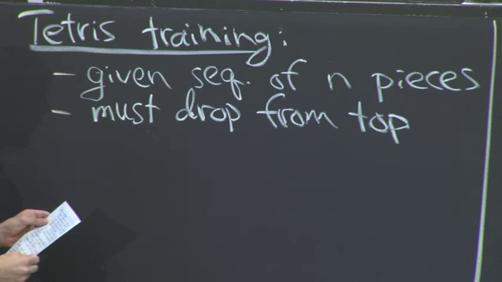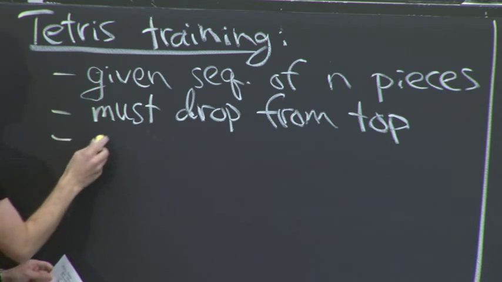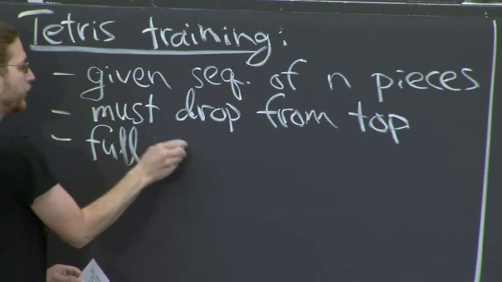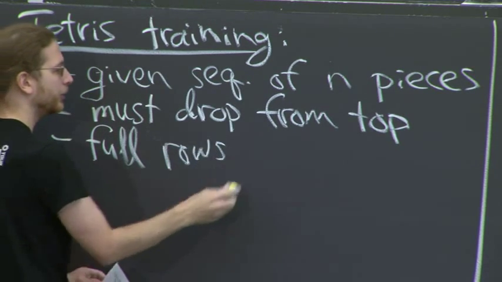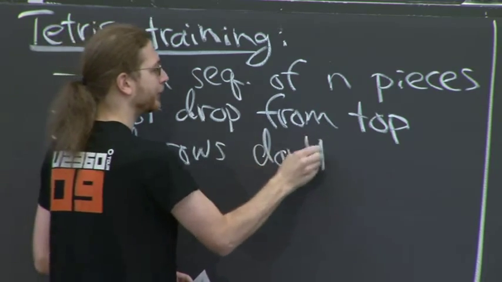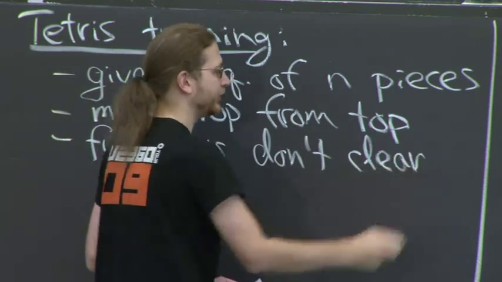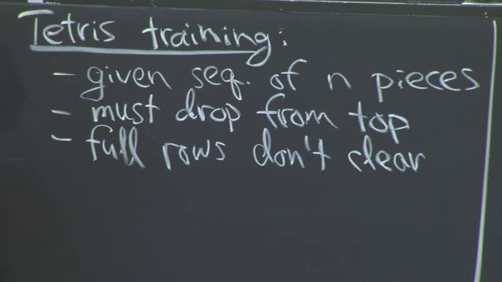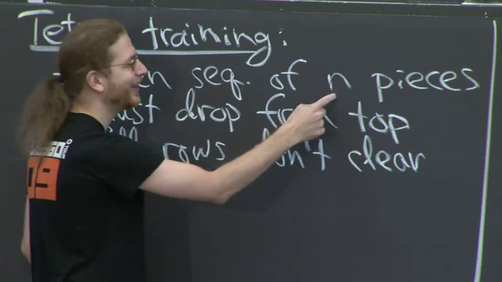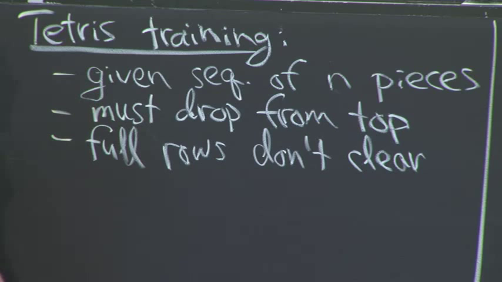And then the other weird thing, it's very weird for Tetris: full rows normally clear, but now they don't clear. This is like hardcore Tetris. You're guaranteed to die eventually. The question is, can you survive these n pieces? That's the question. Can you survive?